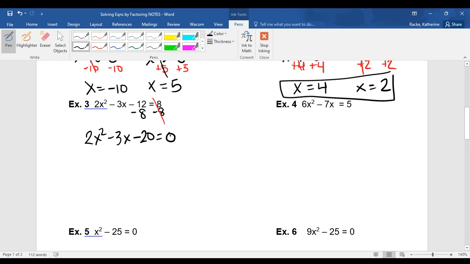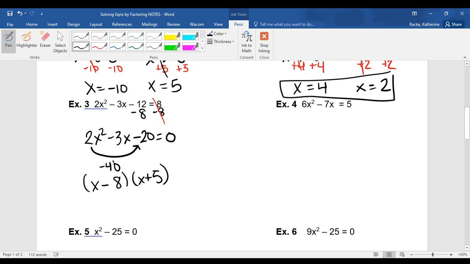So now what we're going to need to do for this one, if you see that a is greater than 1, so we have a number with our x squared, we're going to need to use our slide and divide method. So 2 times negative 20 gives us negative 40. And two numbers that multiply to give us negative 40, but add to give us a negative 3, that is going to be 8 and 5. So x minus 8 and x plus 5.